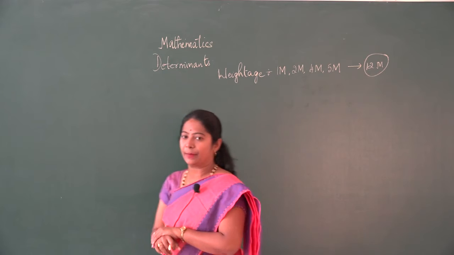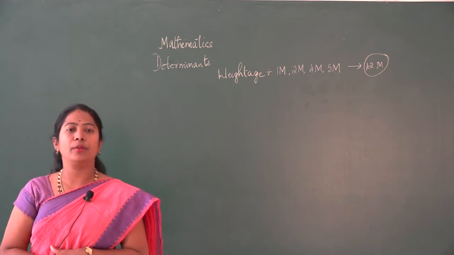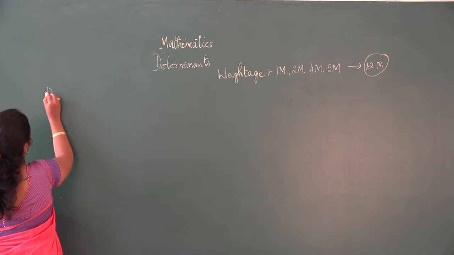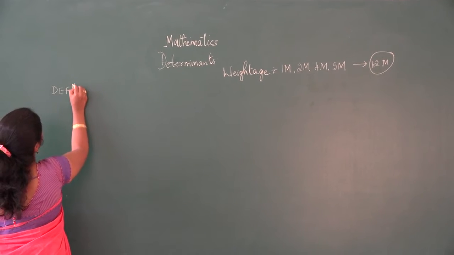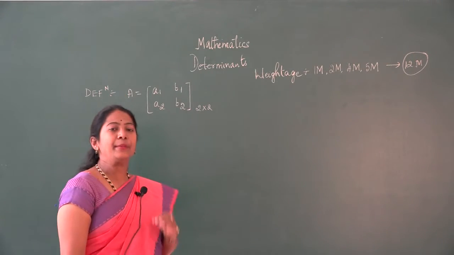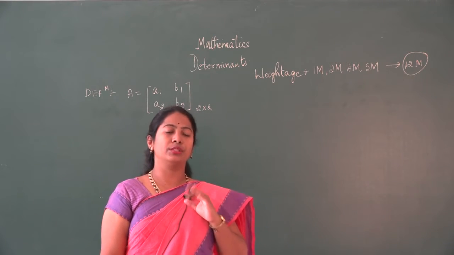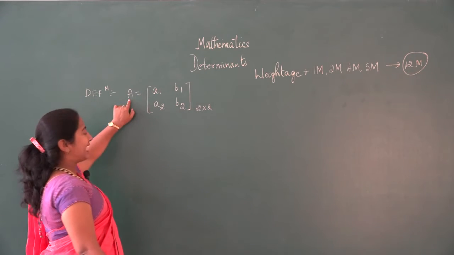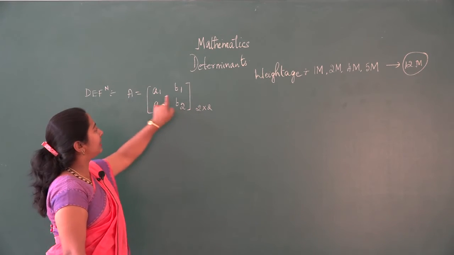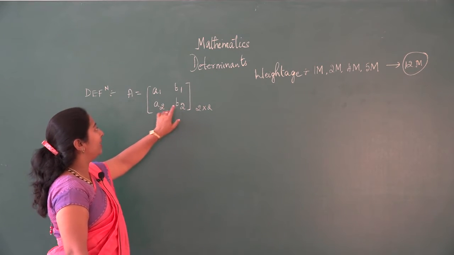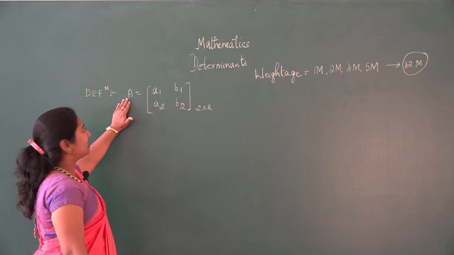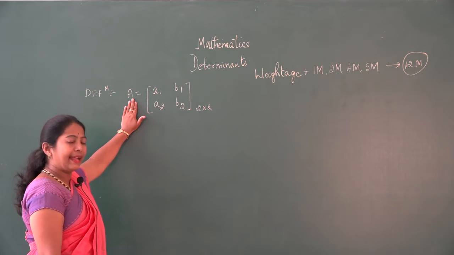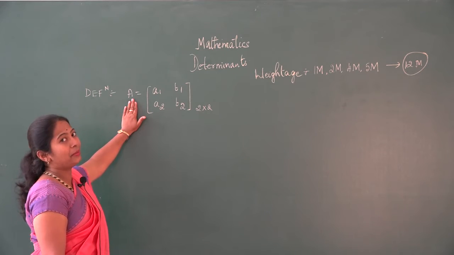So, the determinant chapter. First and foremost, let me tell you the definition of a determinant. Let A be a matrix of order 2 cross 2 containing the elements A1, B1, A2, B2. It is a square matrix. Every square matrix A can be associated with a unique number, which is called the determinant of the matrix A.